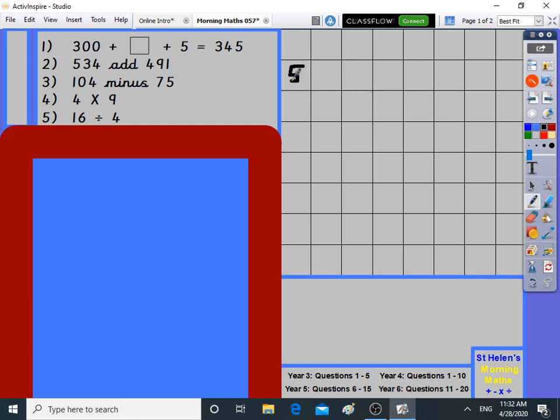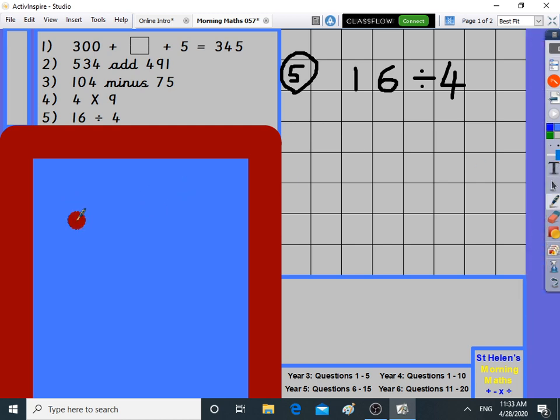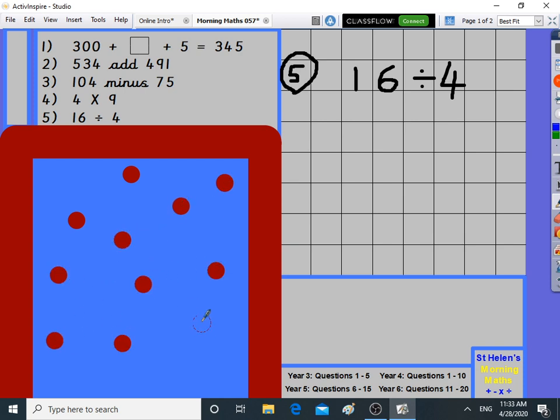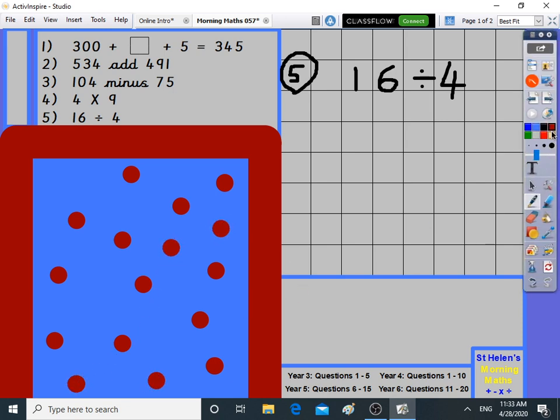Number 15, we've got to share 16 between 4. 16 divided by 4. Let's go for some dots, in this nice claret colour, which Mr. Blom probably won't like, but I do. So these dots, we'll put them over here. 1, 2, 3, 4, 5, 6, 7, 8, 9, 10, 11, 12, 13, 14, 15, 16 of these little dots. We're going to share them into groups of 4. We're going to share them between 4.